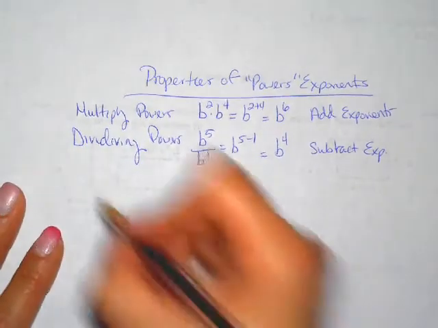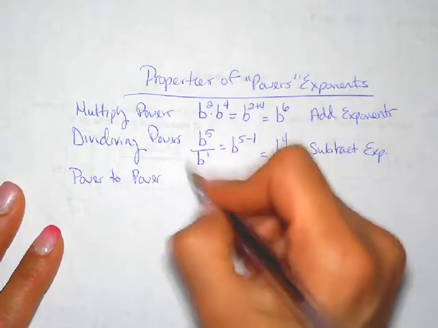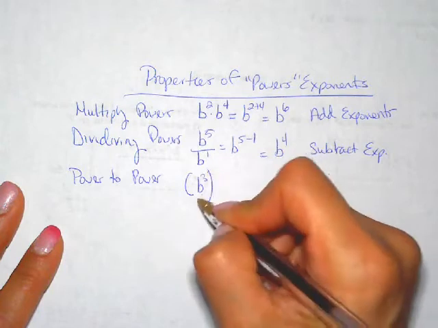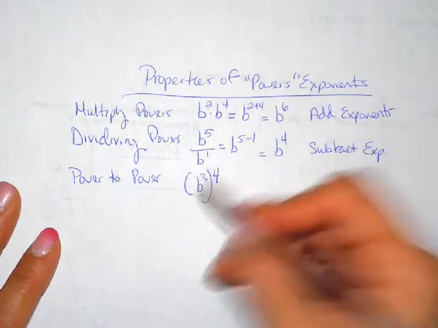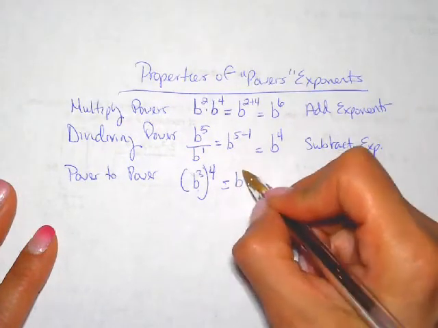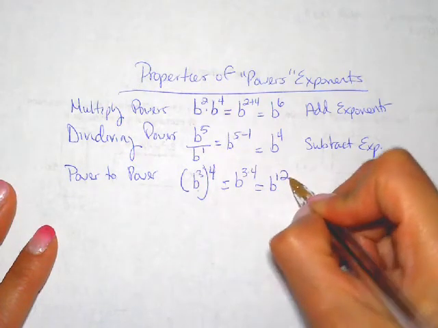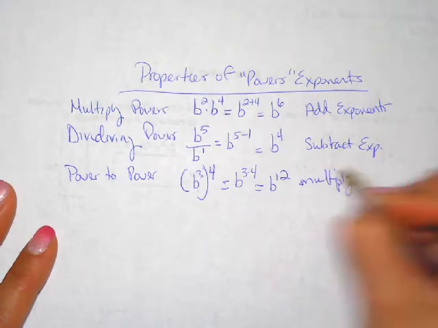The other property is power to a power. That's when we have parentheses, a variable with an exponent, and then outside the parentheses we have another exponent. So it's being raised to another one. When we do that, we're going to multiply the exponents. Multiply exponents.